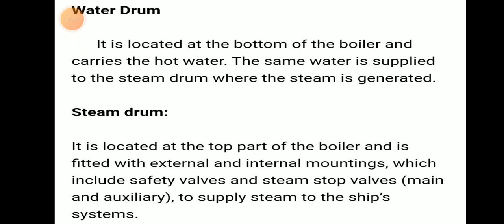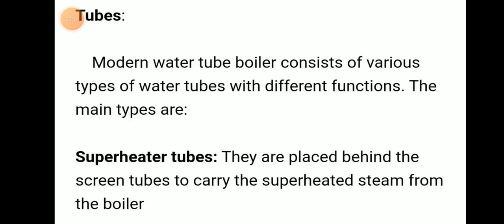Steam drum means it is located at the top part of the boiler and is fitted with external and internal mountings, which include the safety valve and steam stop valve. There are two types of steam stop valves, main and auxiliary, to supply steam to the ship's system.